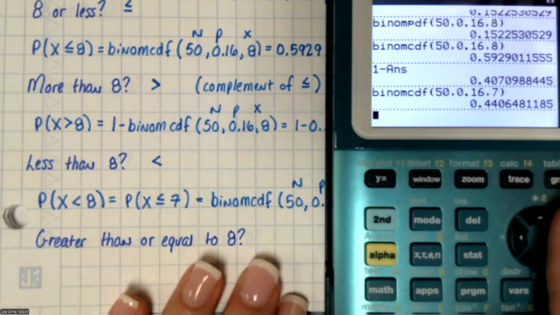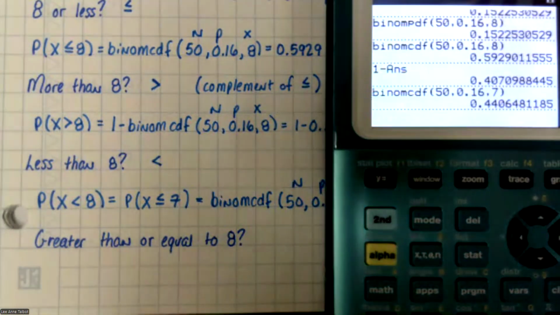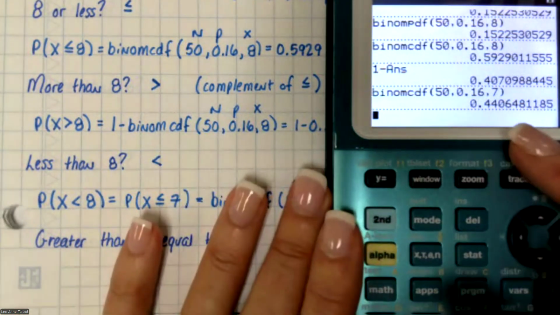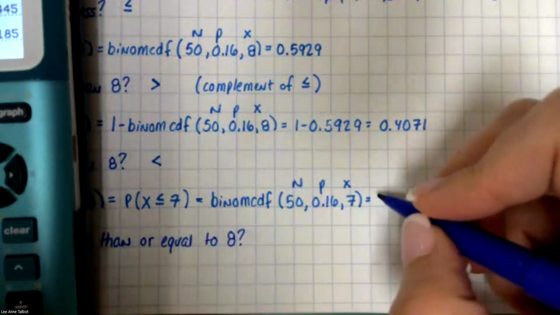It won't be binomial because think about it. It's success or failure. It's yes or no questions basically. 0.4406.